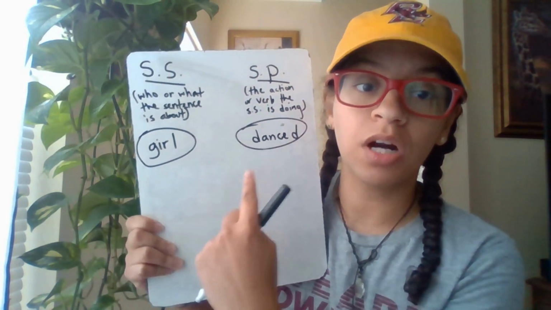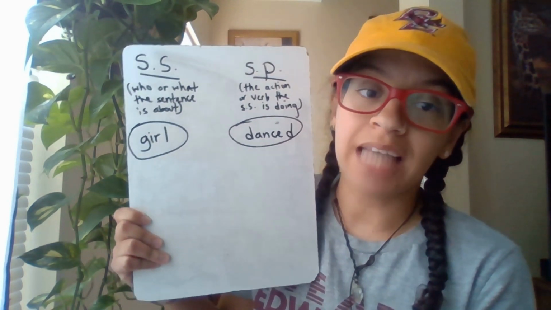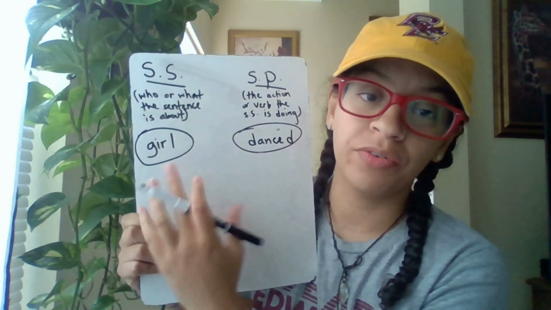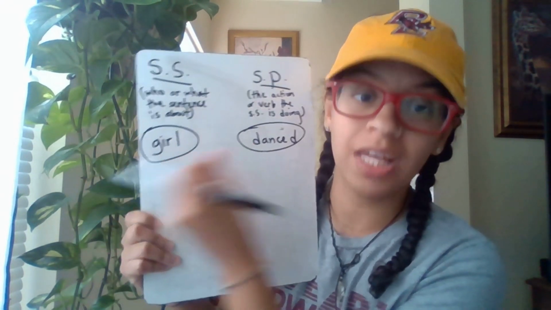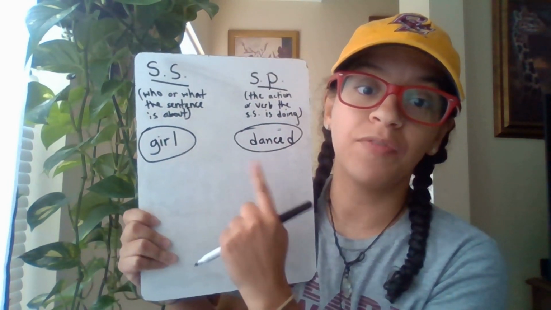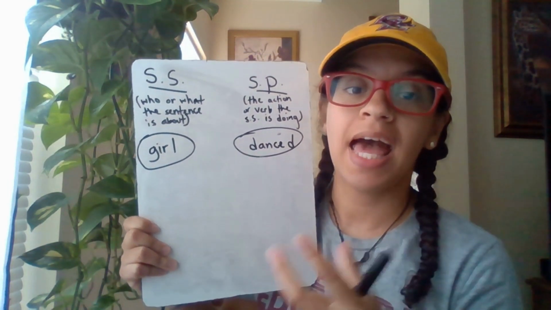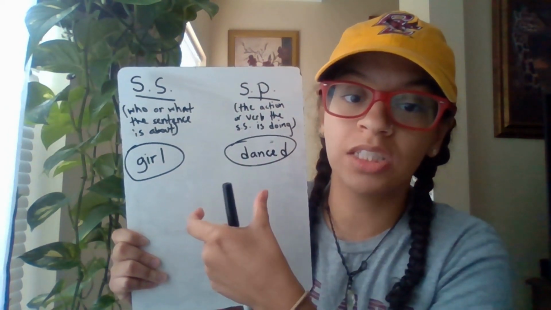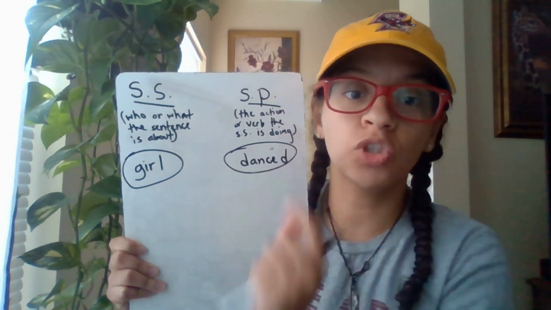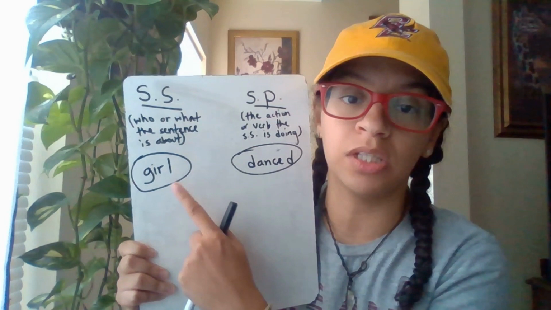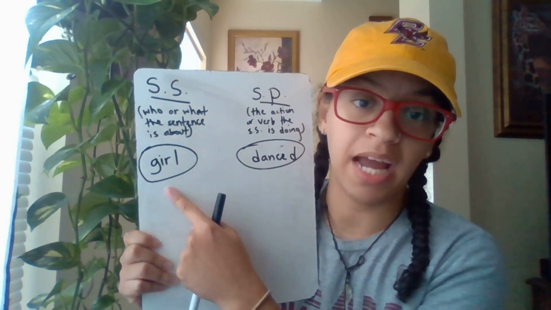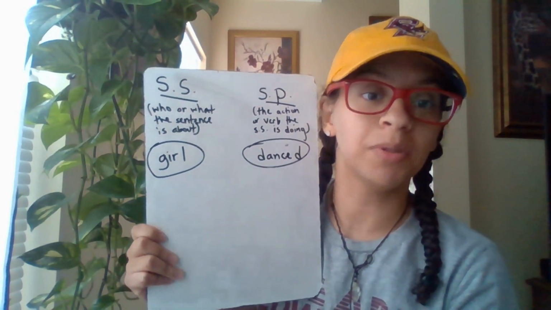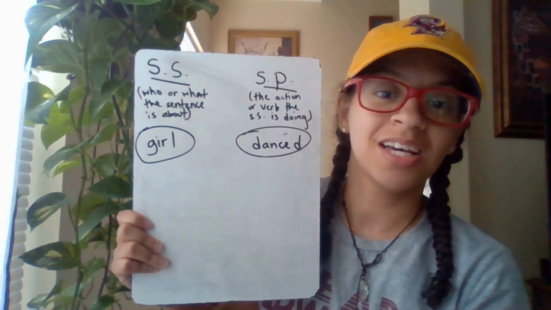Now, if you wrote little girl, little is actually describing the girl. So the girl by itself, just girl, is a noun, and is the simple subject. And if you wrote danced around the beautiful garden, yeah, that's what she's doing, but the action alone that she's doing is danced. So remember, a simple subject and a simple predicate is usually one word: the noun, and the action or the verb that the noun is doing. Simple subject, simple predicate. So hopefully you got that down.